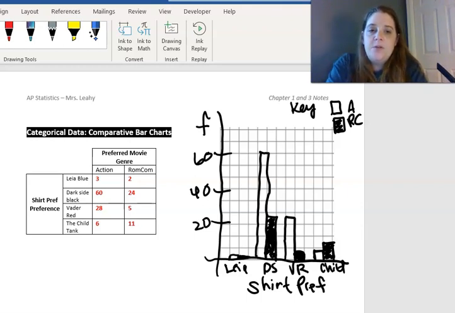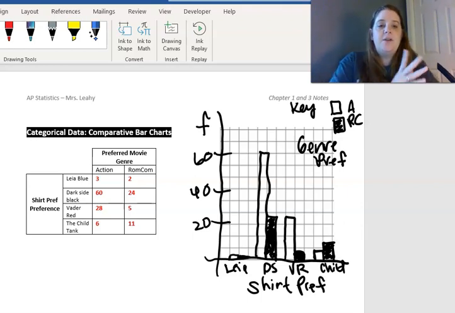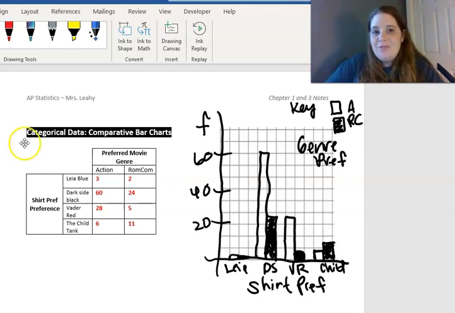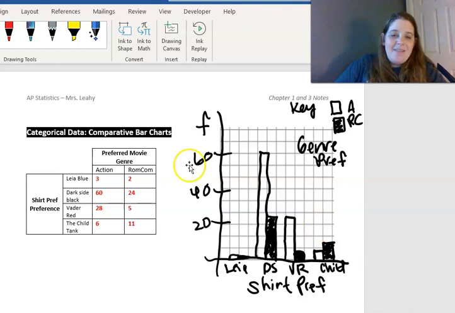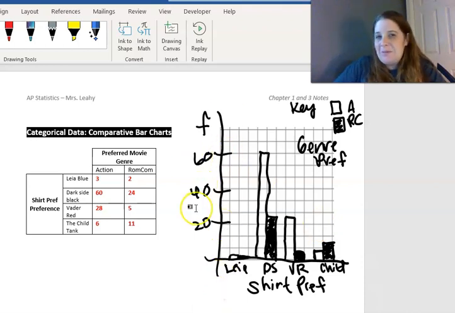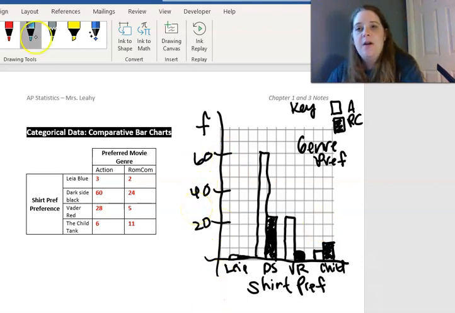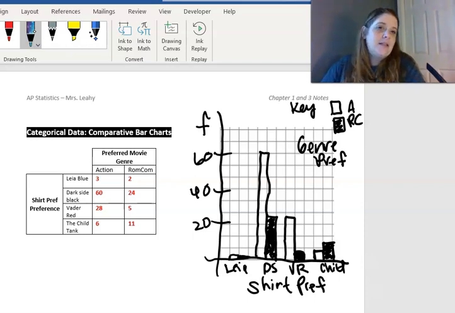And up here, this was genre preference. So this is going to be kind of this comparative bar chart. Now, unfortunately, using frequency is probably a very bad idea here. And the reason why is because frequency a lot of times doesn't tell us exactly what we want to know.